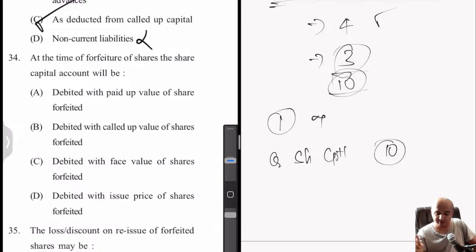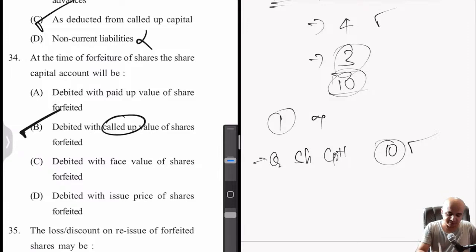That shareholder might pay immediately, but later on we realized that he is not paying. Later on we had to forfeit the shares. So now, since we are cancelling those shares, we'll have to cancel to the extent of the amount called up. Therefore we will debit share capital because we have to reverse this original credit of share capital, but to what extent? To the extent of called up value, not anything else. So in this case option B would be the right answer.